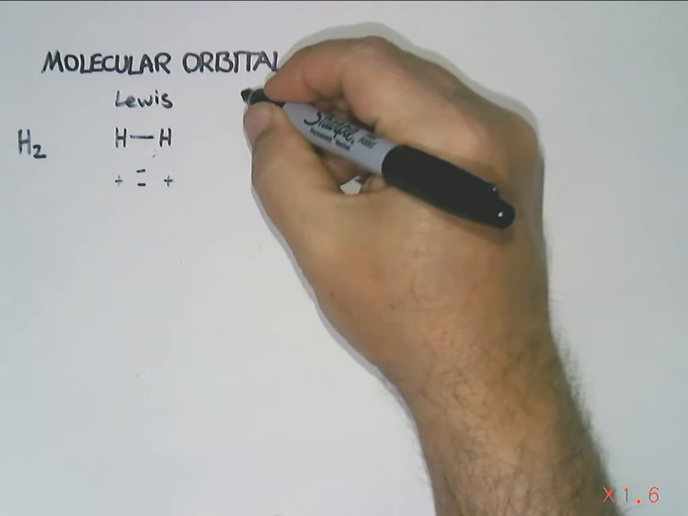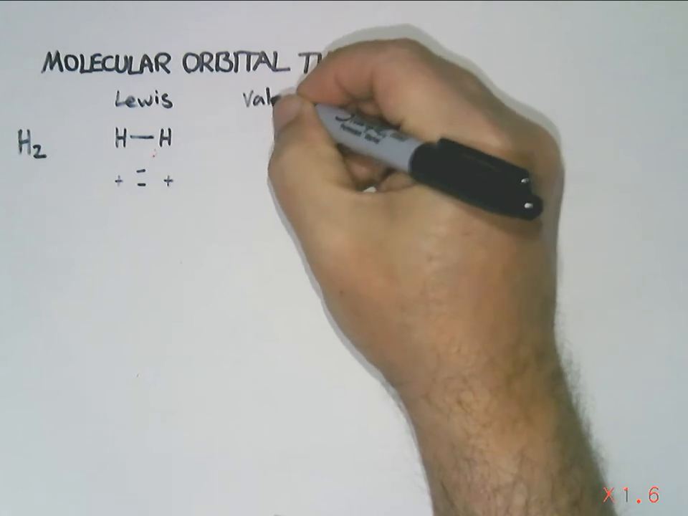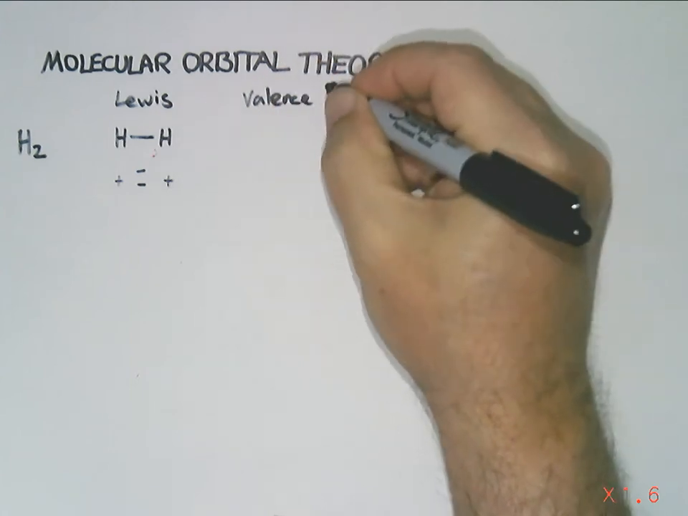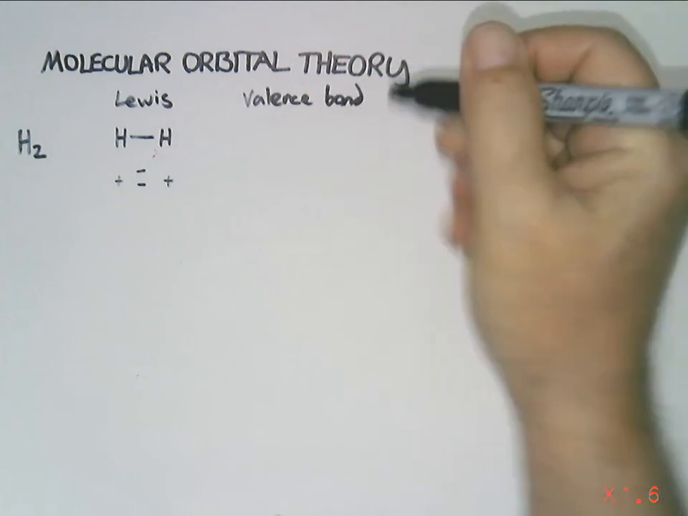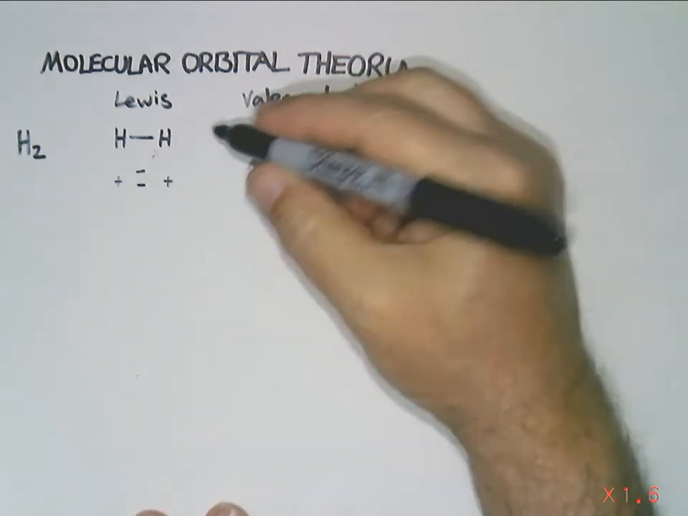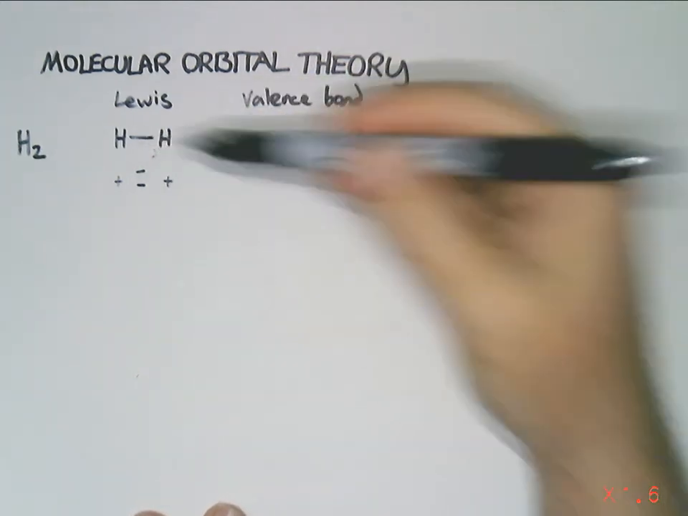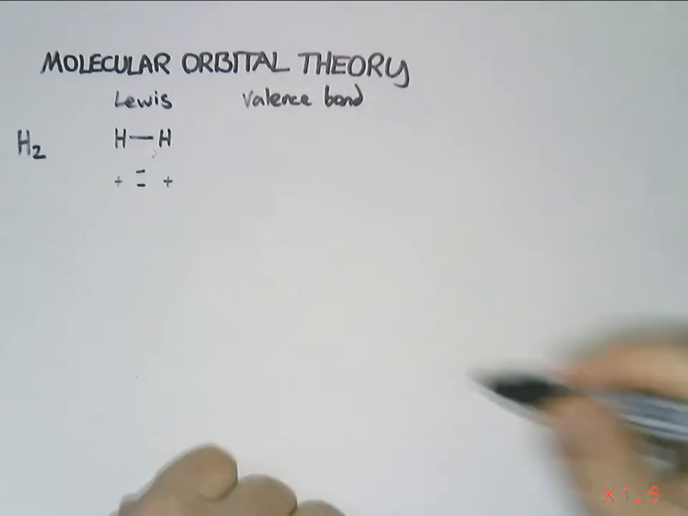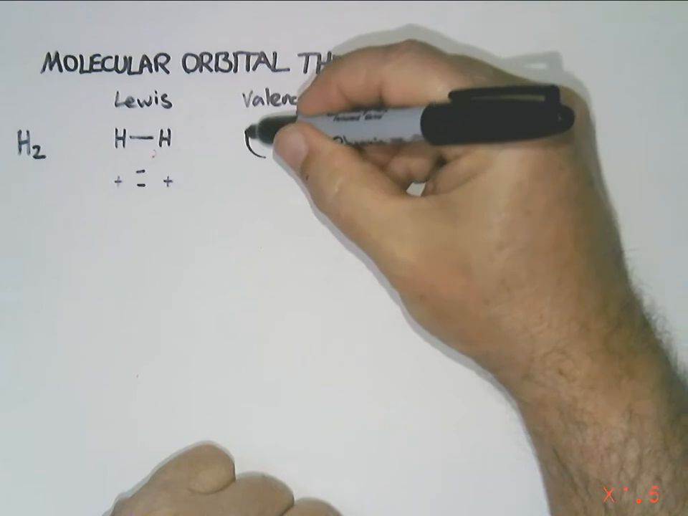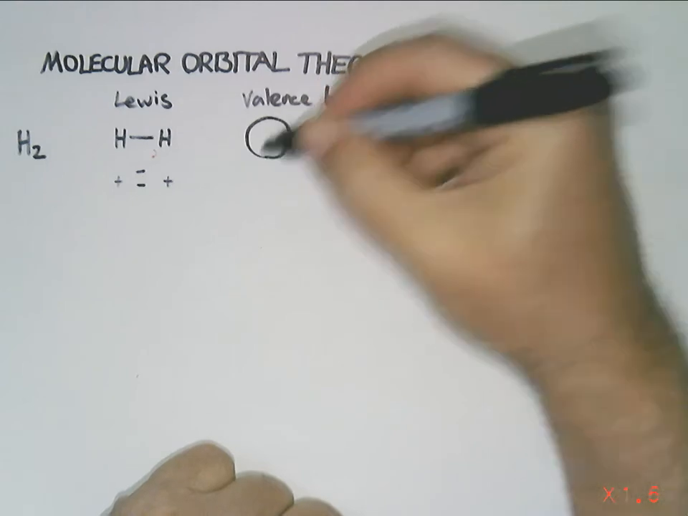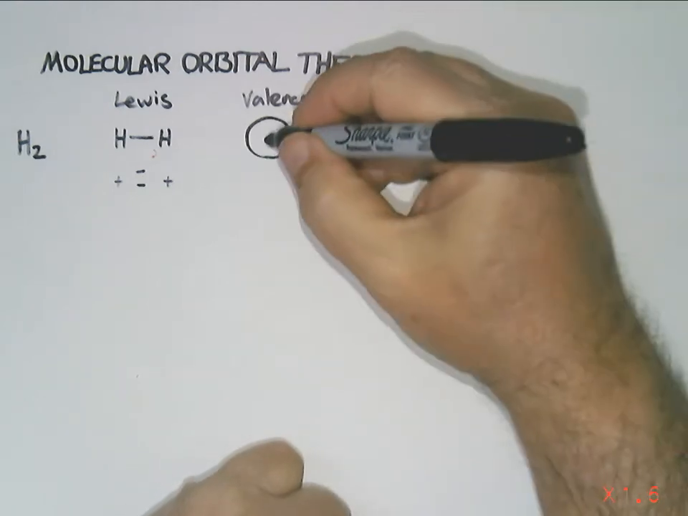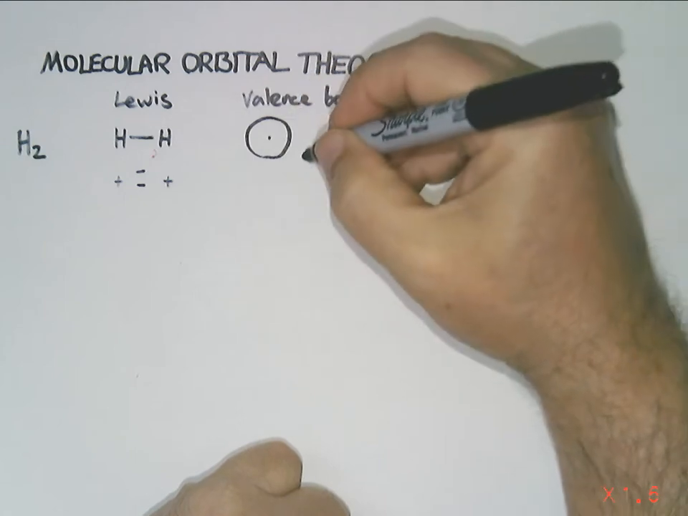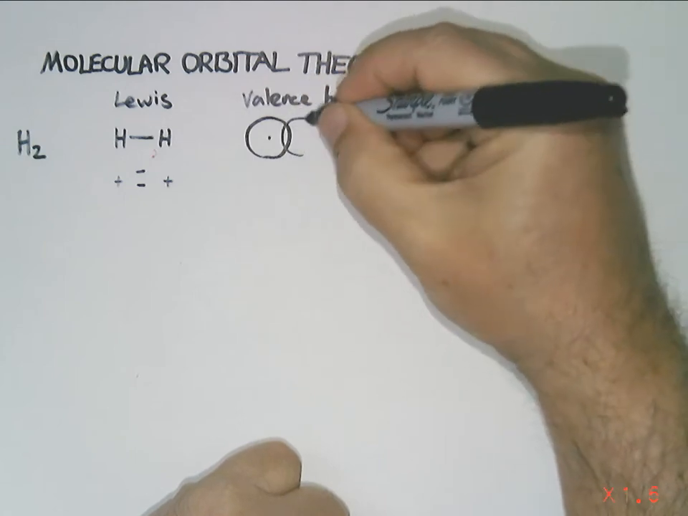Now, we did the valence bond theory picture in the last worksheet. Instead of looking at the particles that were present, like we do in the Lewis theory, we're going to look at the orbitals that are present. So Lewis theory deals with the electrons, counting them. Valence bond theory deals with orbitals.